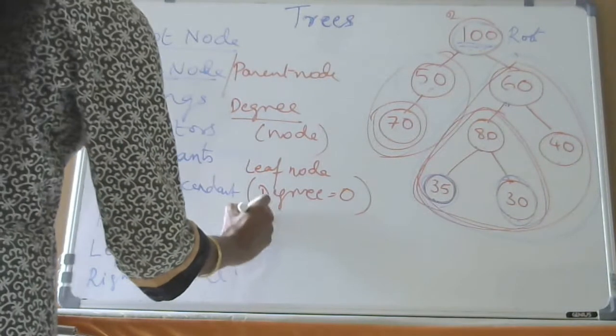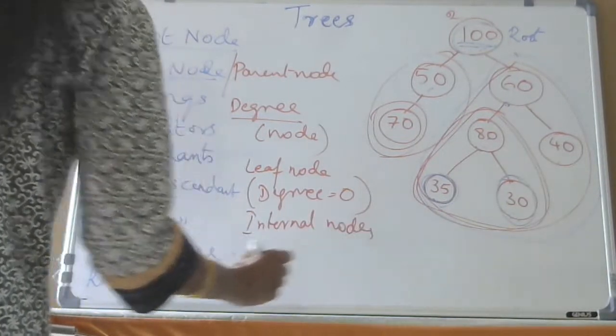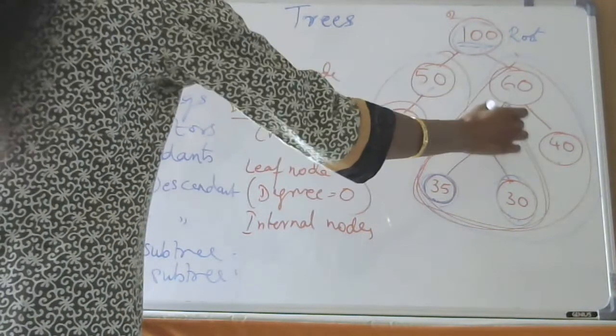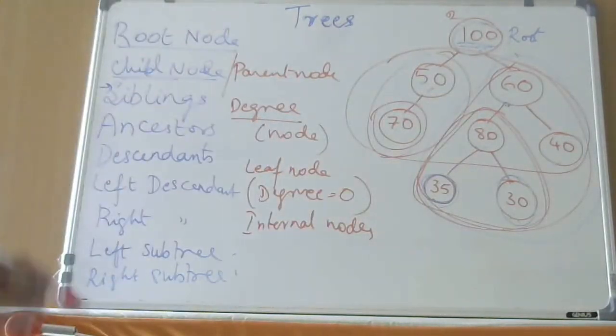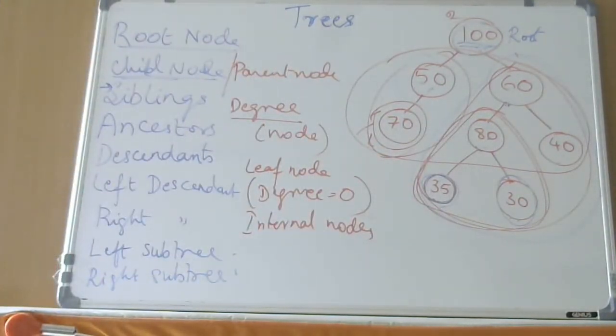Then we have what are called internal nodes. What are internal nodes? All the nodes except the leaf nodes are called internal nodes. So 50, 60, 80 are internal nodes. 70 and 40 will not be called internal because they are leaf nodes. Leaving out 70, 35, 30 and 40, the nodes 50, 60 and 80 are internal nodes.